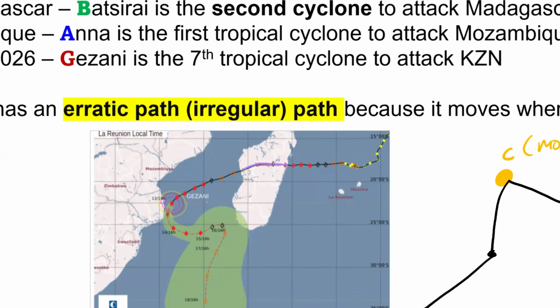But the moment it comes out of the land again, it will regain its strength, because when it goes back to the ocean, the ocean now has more moisture. So when you say that a tropical cyclone decays when it comes to the land, it doesn't necessarily mean that the moment it reaches this first piece of land, it will decay immediately. No. But it will start slowing down.